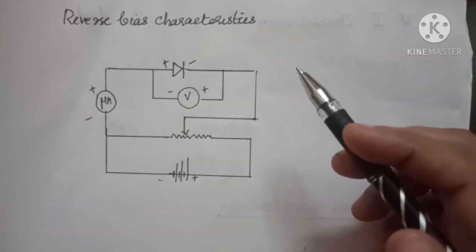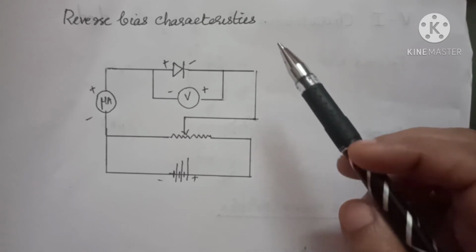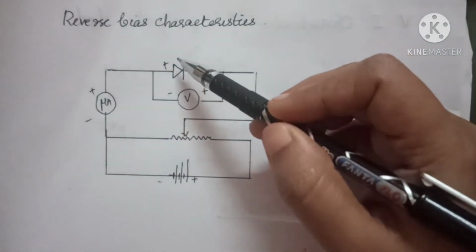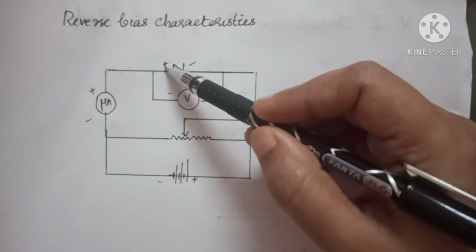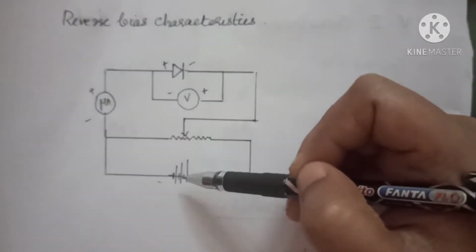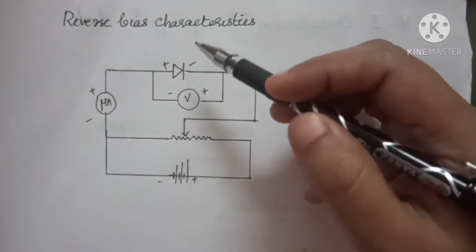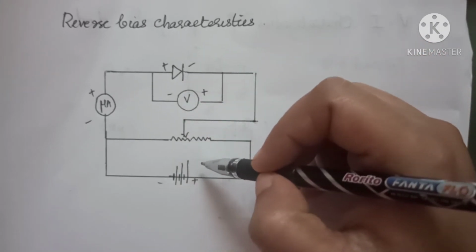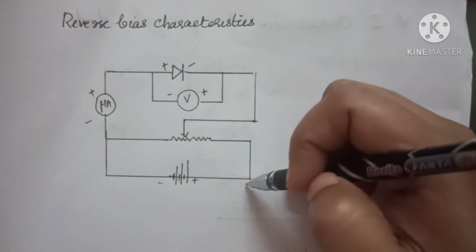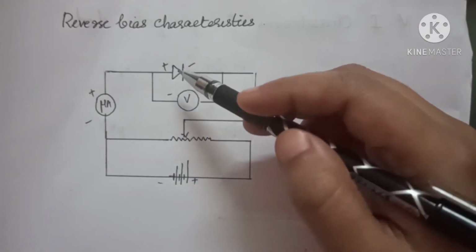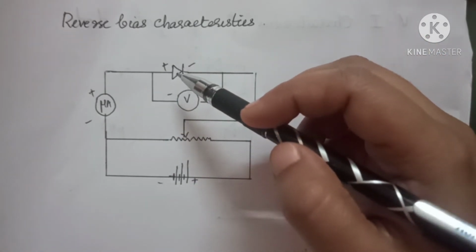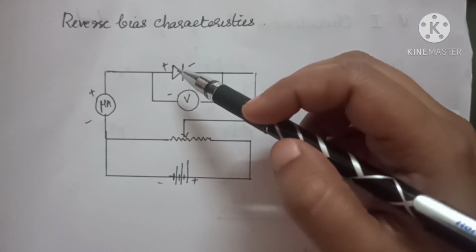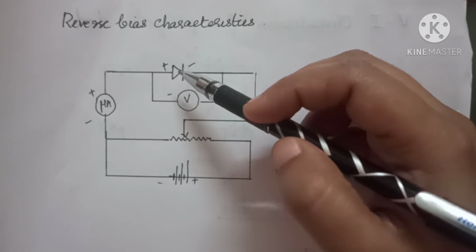Now let us check the reverse bias characteristics. As I told, the diode is connected here. Now the positive of the diode is connected to the negative of the battery, and the negative of the diode is connected to the positive terminal of the battery. So this is called reverse bias, and as I told, the voltage supplied to a diode when it is connected in reverse bias is known as the reverse voltage.